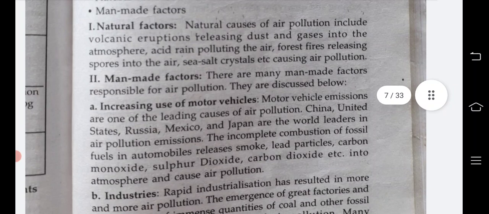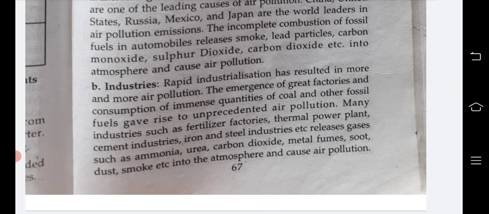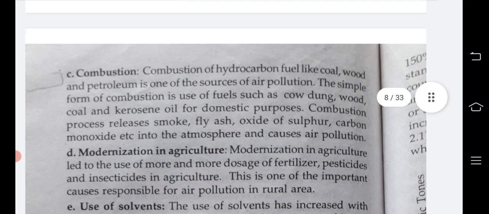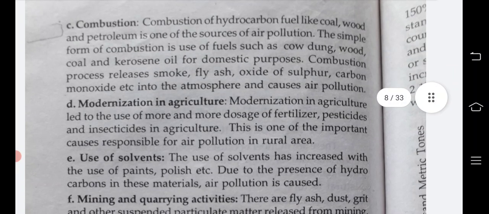Now, what are man-made? First of all, the increasing use of motor vehicles. We know when motor vehicles, cars or other vehicles increase, the smoke that is coming out of them is a pollutant. Industries release smoke which is very poisonous to the environment. Then combustion of hydrocarbon fuel like coal, wood and petroleum is one of the sources of air pollution. The simple form of combustion is using fuels such as cow dung. When you burn cow dung or wood or coal or kerosene, all this becomes issues.